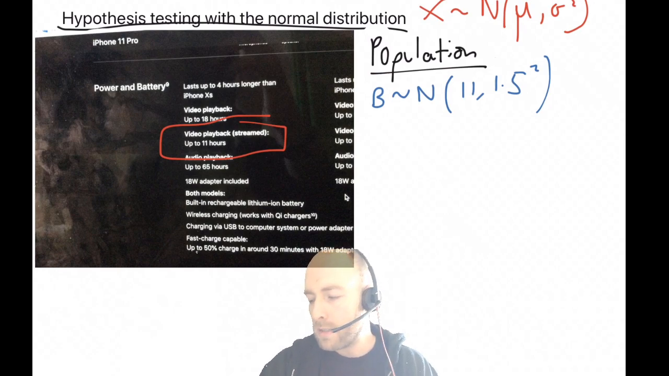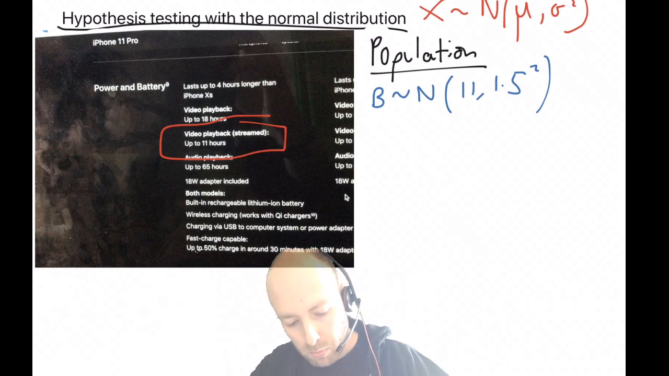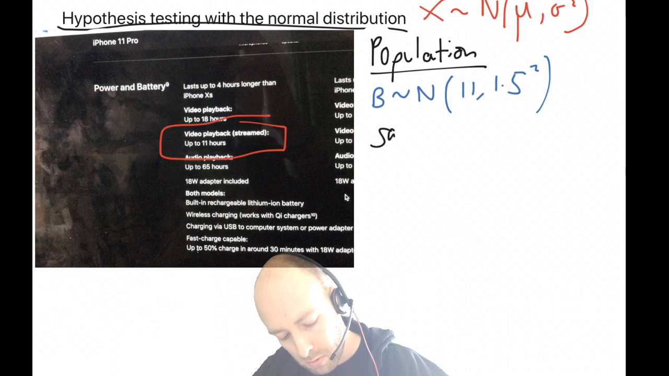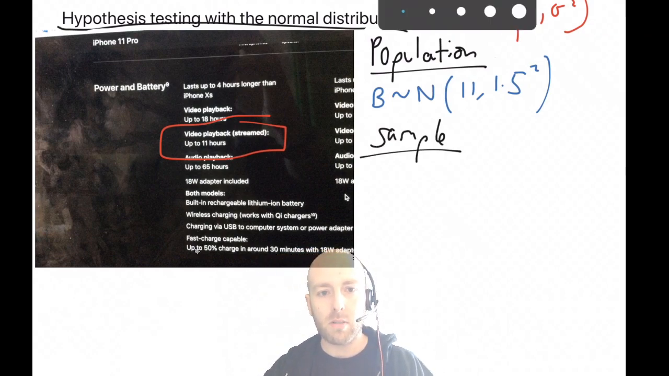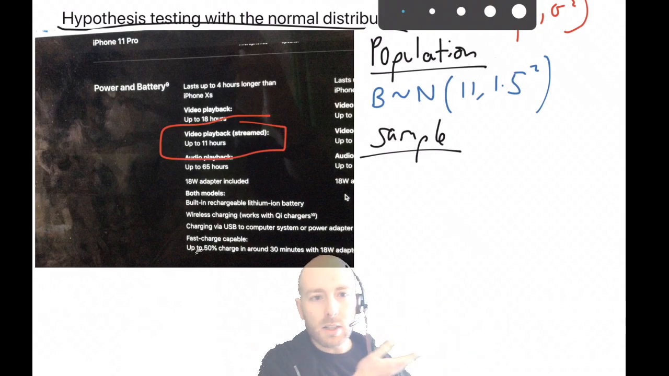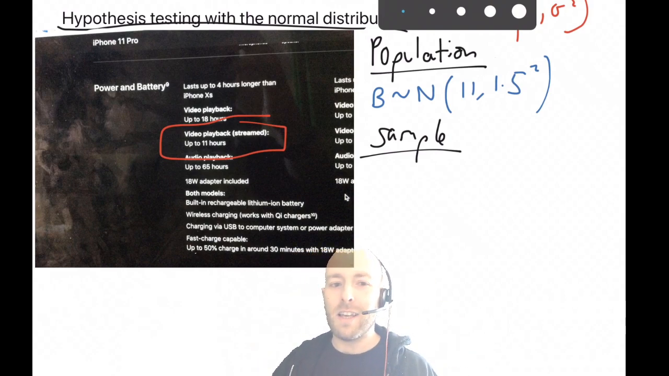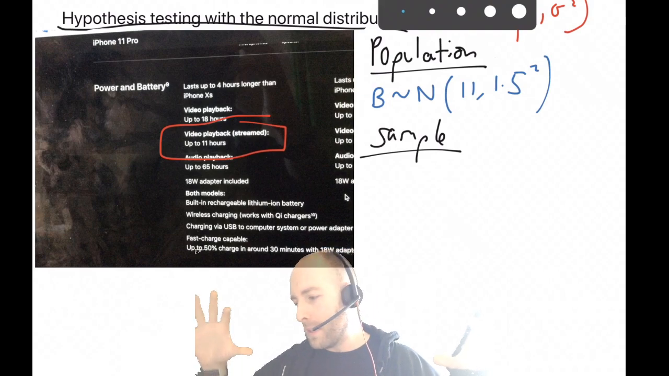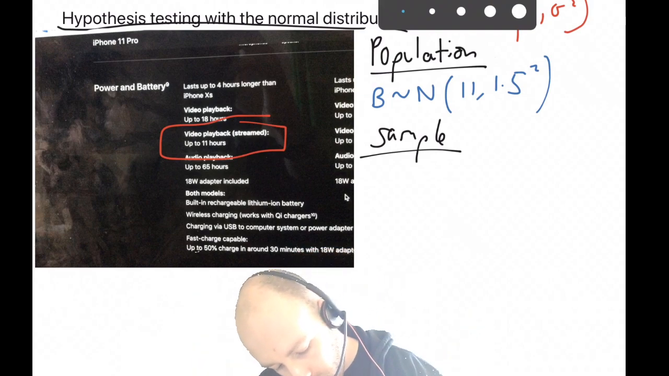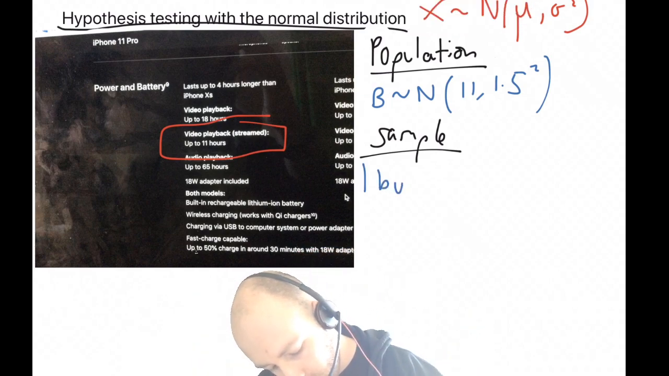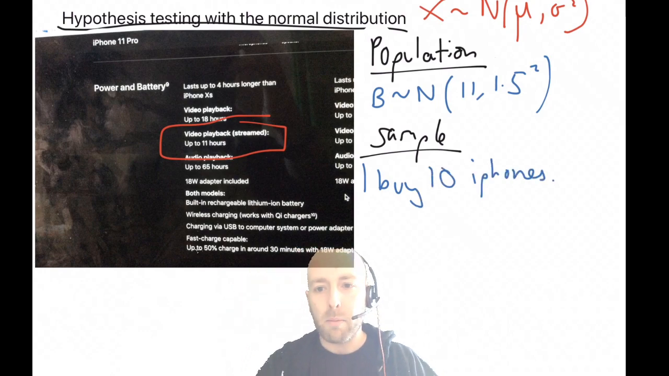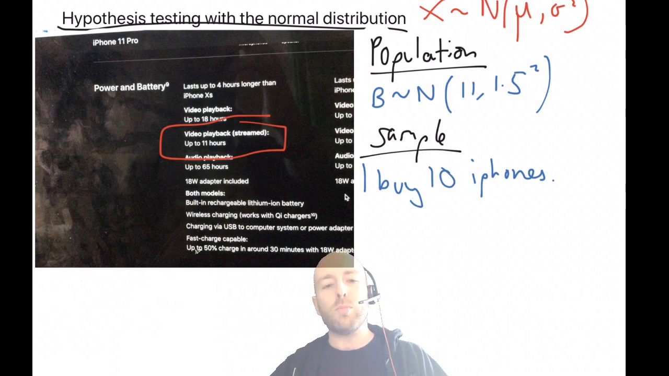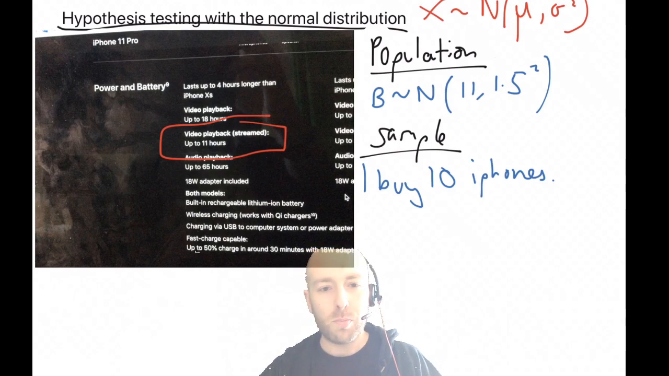Cool. All right. So let's say we now go take a sample. So now I'm a YouTuber. I have some big dollars. I'm gonna go out and splash some cash on a set of iPhone 11 Pros. I'm gonna buy 10. So if I buy 10 iPhones, I'm gonna get all the other maths YouTube sensations to buy 10 as well.